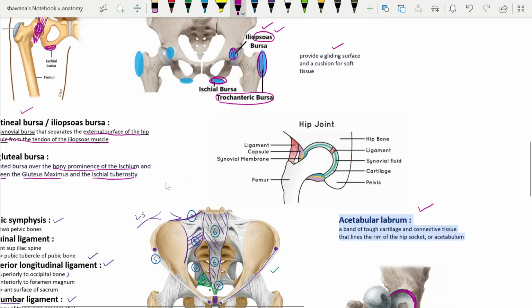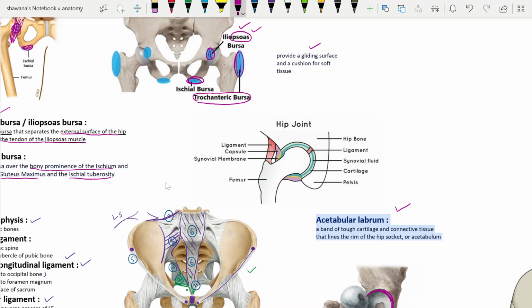The last thing is the hip joint. The hip joint is a ball and socket joint, and it is filled with synovial fluid. It has cartilage and it has ligaments. We have discussed them, and a synovial membrane. It has a hip capsule which provides the gliding surface for the head of the femur.